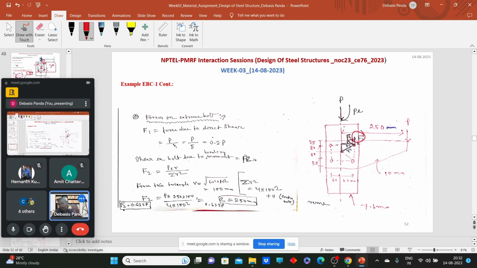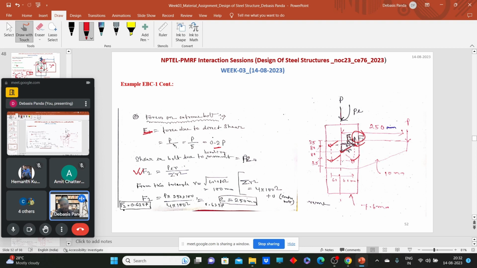F1 is generated due to the direct load. Here how many bolts are there? 1, 2, 3, 4, 5 bolts are there. So F1 will be P upon n. P is the factored load this joint can transfer. So here we have 0.2 P. Now we have to calculate the F2 forces, and we have already derived the formula for this F2 force.